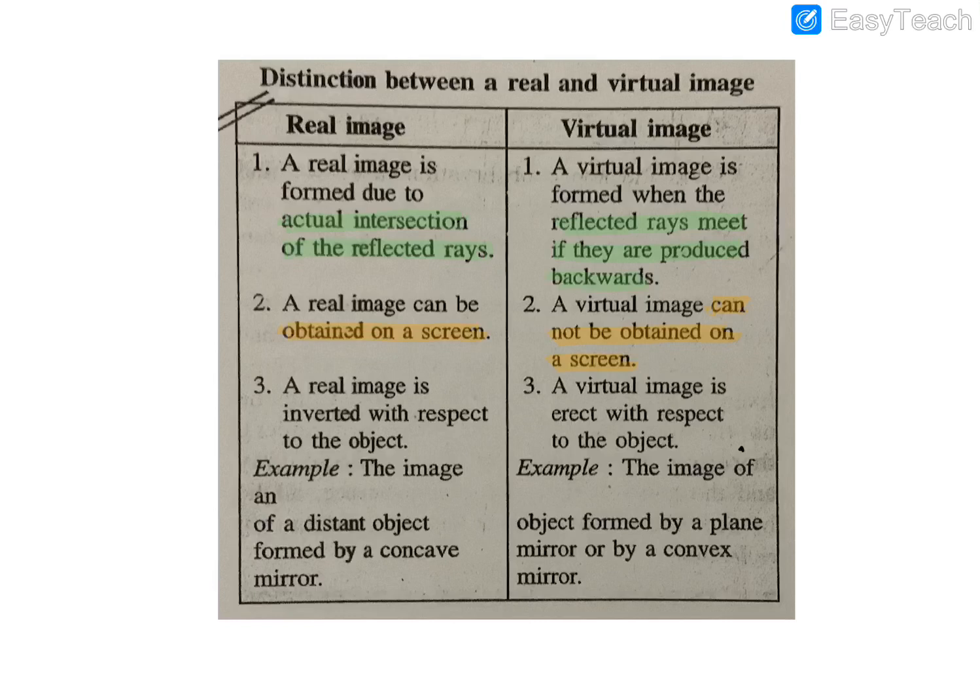Then real image is inverted. So real images are always inverted with respect to the object. So it will always appear upside down. Whereas a virtual image is always erect. So when we look at ourselves in the mirror, we can see ourselves properly, right? Because it's an erect image.